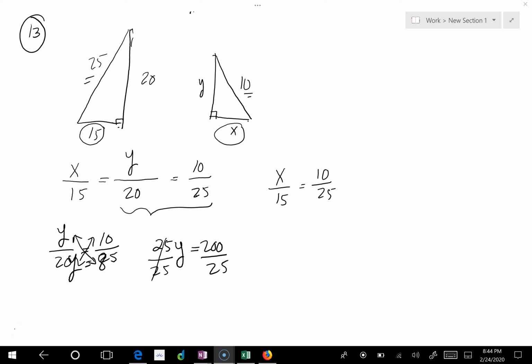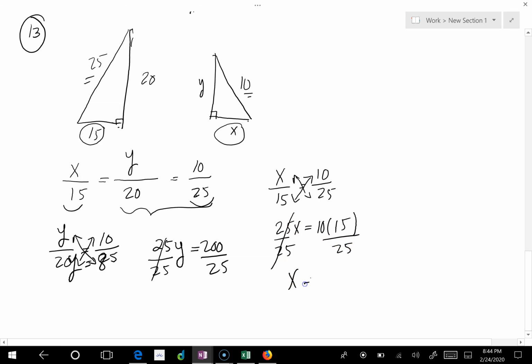Okay, now you use the other two pair. I'm using the first one and the last one to find x. So you have 25x equals 10 times 15. You divide both sides by 25 to isolate x.